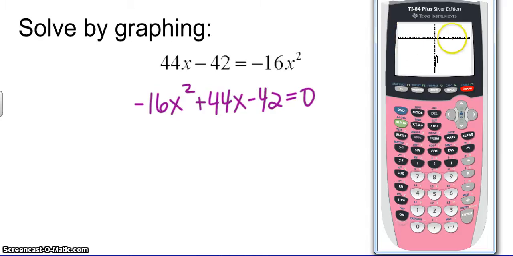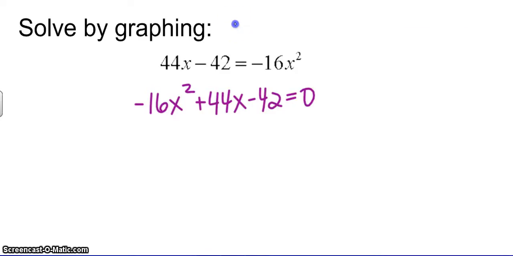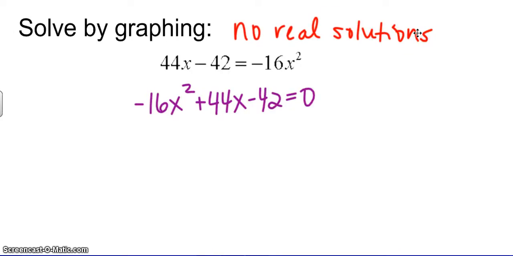Is it ever going to cross the x-axis? Hopefully, like Dora the Explorer, you just answered and said no, in which case you cannot solve this one by graphing. There are no real solutions. Which means you could use the quadratic formula, but we are going to skip that.